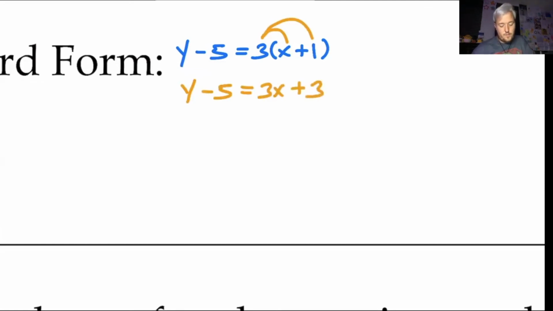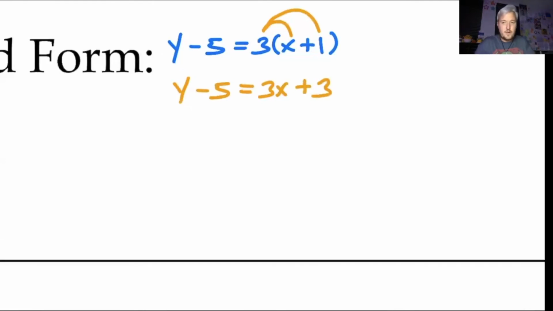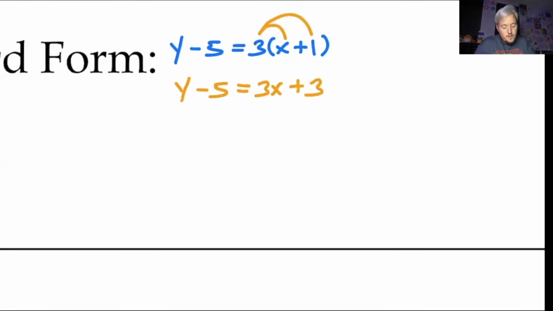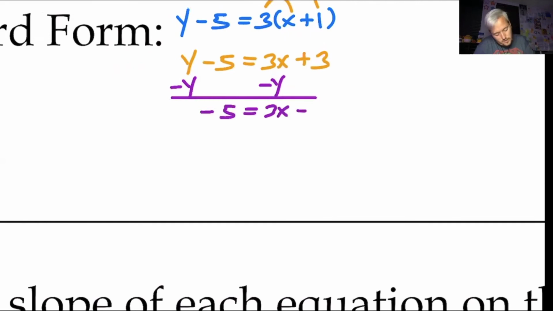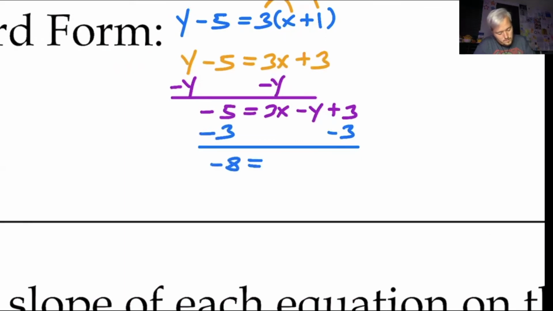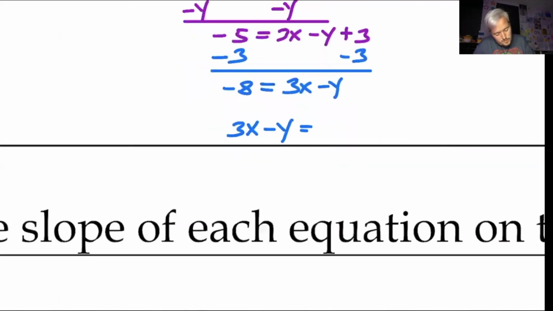All right, so now I want my x and my y values to be on the same side. Your a value has to be a positive whole number, so we're good there. That means this positive 3x is going to be my pivot point. So I'm going to subtract y on both sides. So I have negative y equals 3x minus y plus 3. All right, now I'm going to subtract 3 on both sides. So I'm going to have negative 8 equals 3x minus y, and then I swap it around. So 3x minus y equals negative 8. So this is my equation.